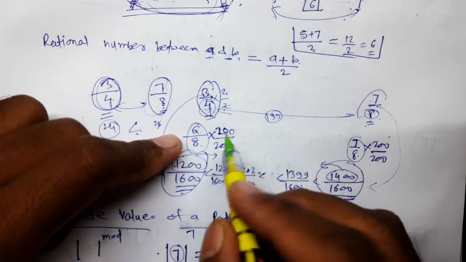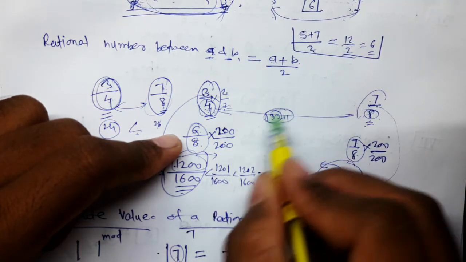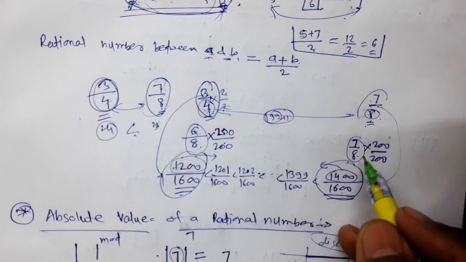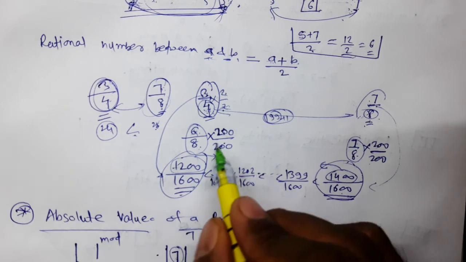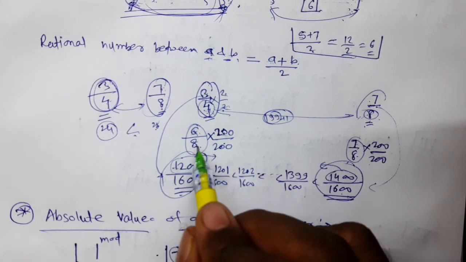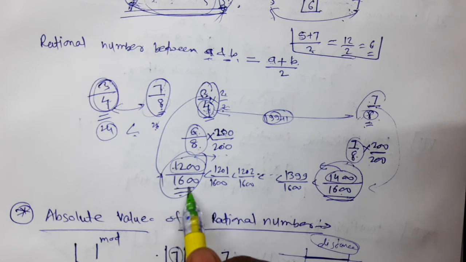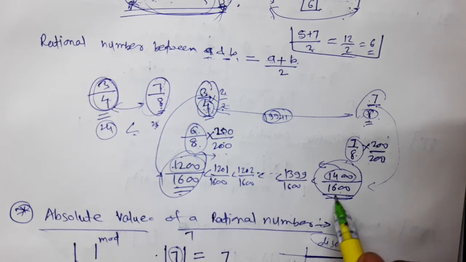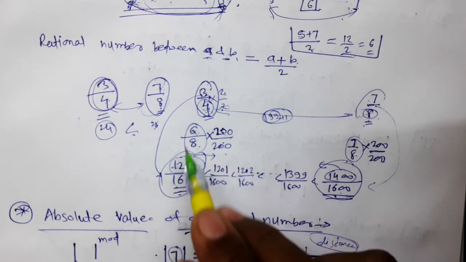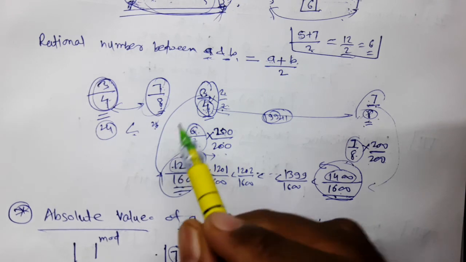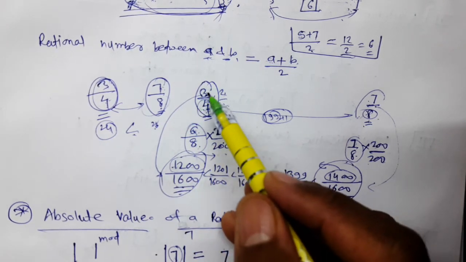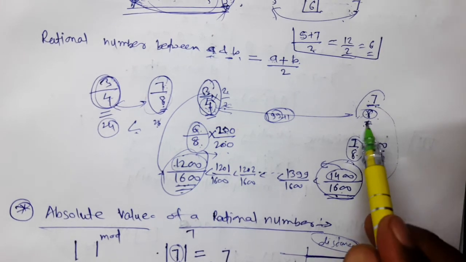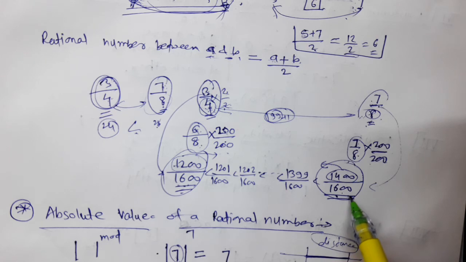So multiply both numerator and denominator of both numbers with 200. 200 into 6 is 1200, 8 into 200 will be 1600. 7 into 200 is 1400, 8 into 200 is 1600. So 3 by 4 is equivalent to 1200 upon 1600, and 7 by 8 is equivalent to 1400 upon 1600.